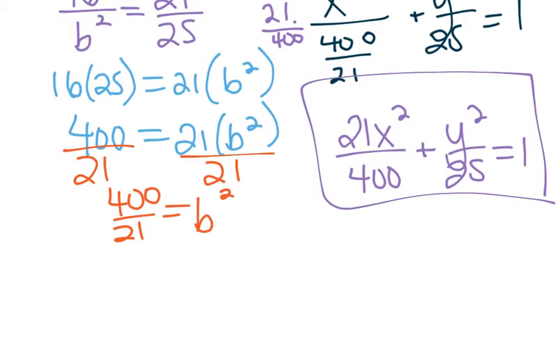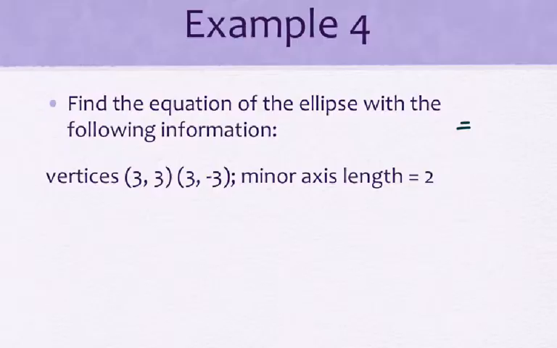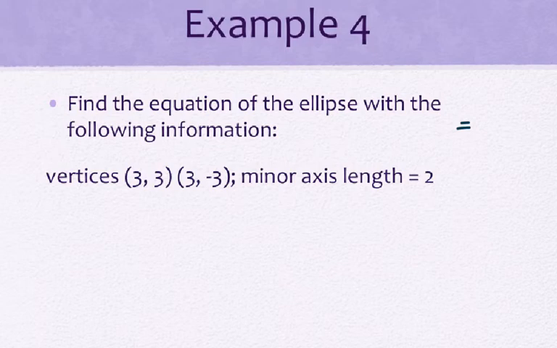Don't worry, that was one of the harder ones. All right, so example 4 says, again, same thing, find the equation of the ellipse with the following information. It gives me that the vertices are 3, 3 and 3, negative 3. So this means that my center is halfway between them, which would be 3, 0. And then the a is going to be 3.